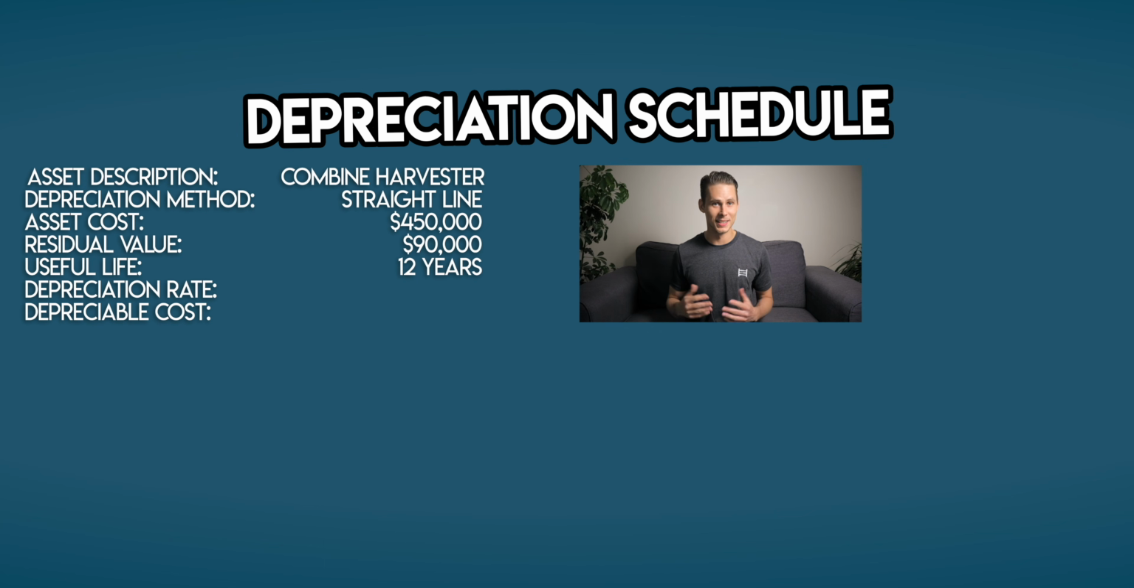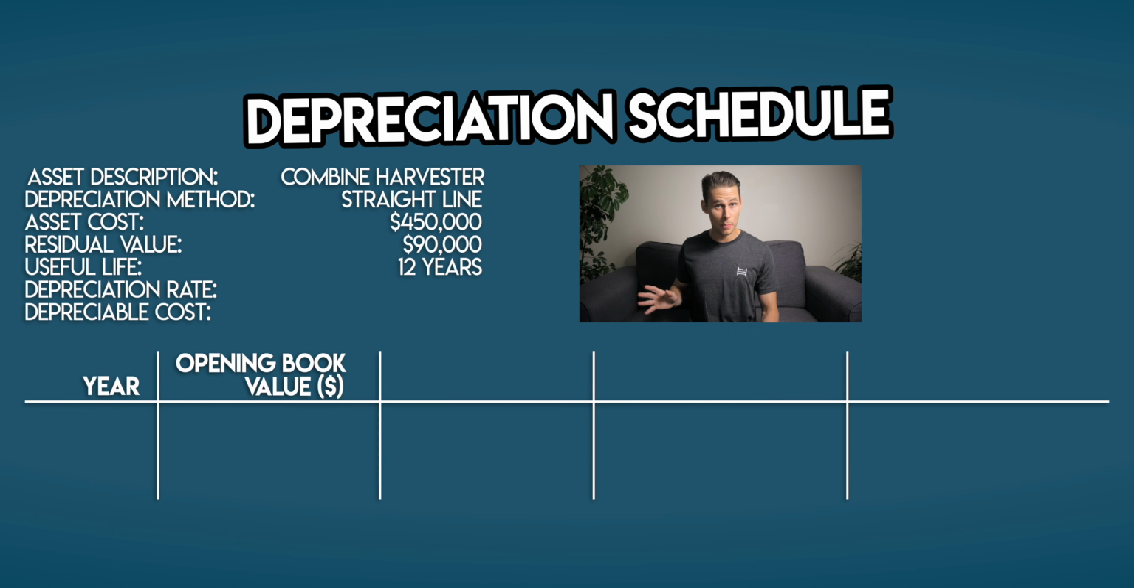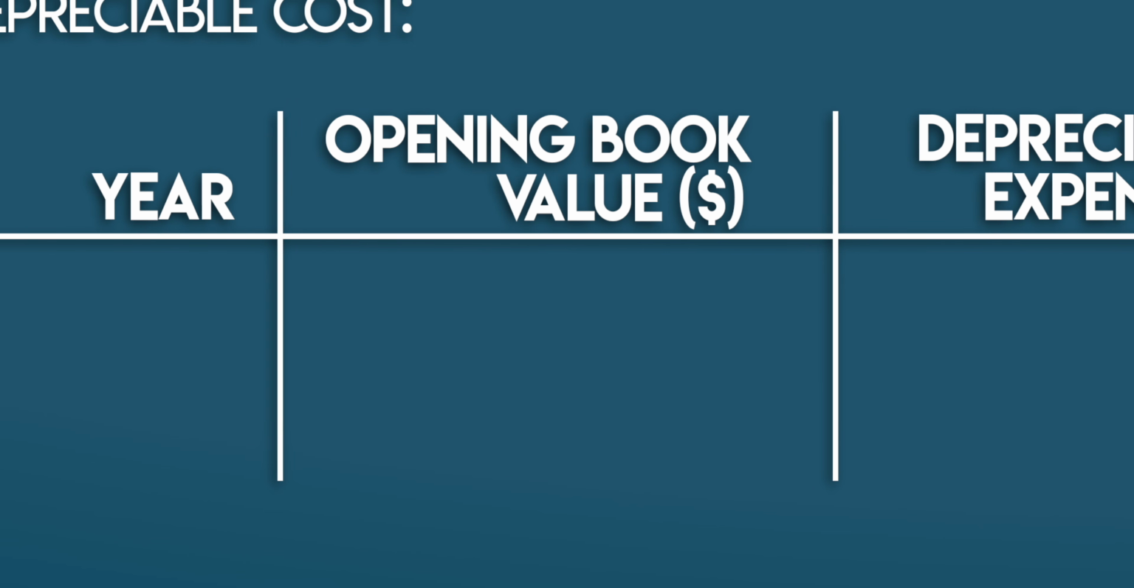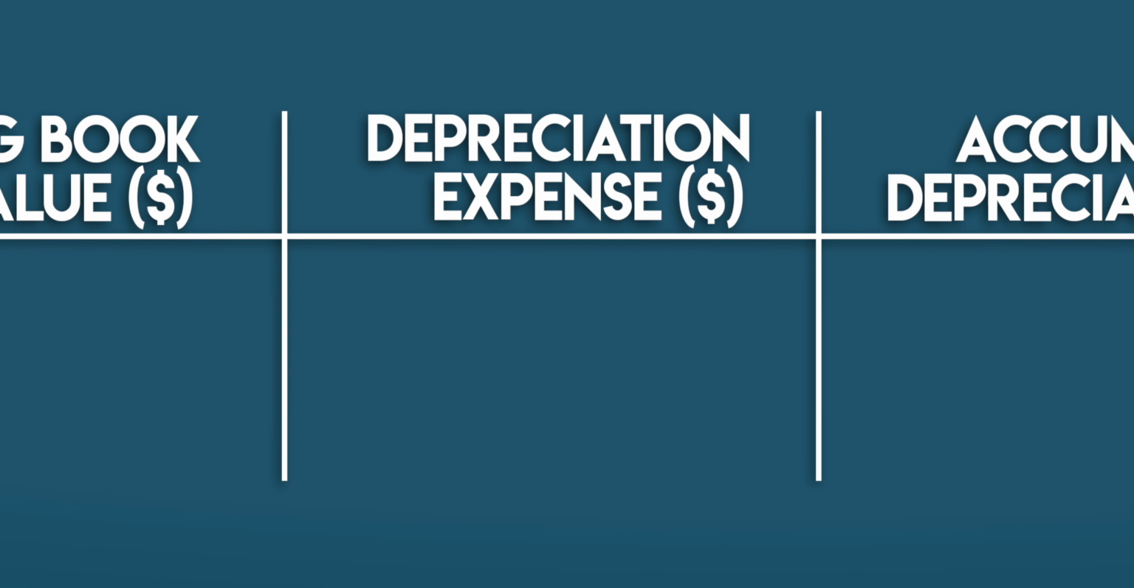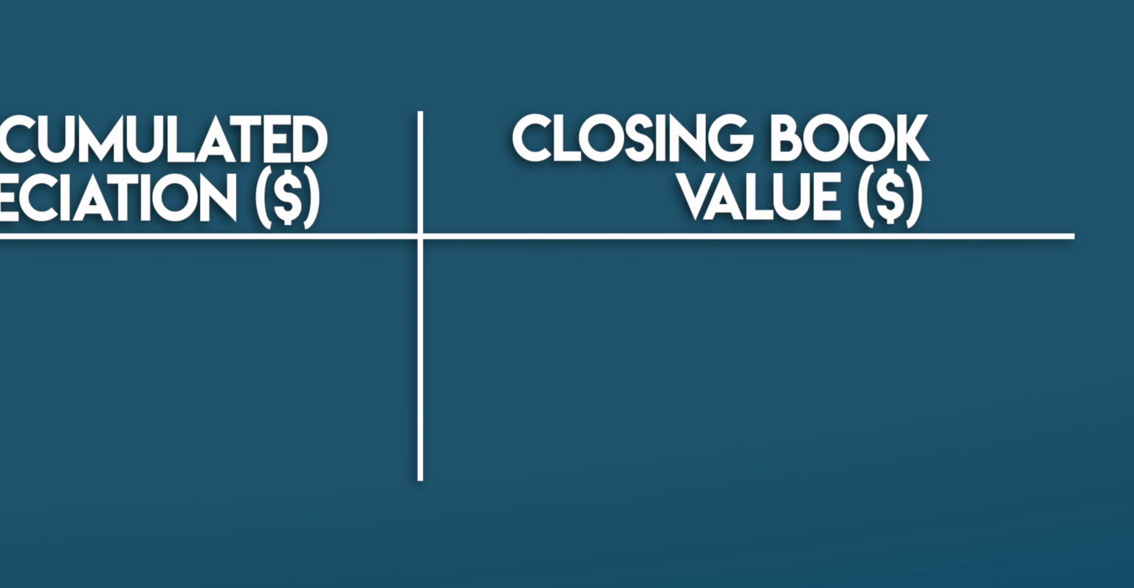A depreciation schedule is a table, and for straight line depreciation, it has 5 columns: year, opening book value, depreciation expense, accumulated depreciation, and closing book value. But what do all of these terms mean? Year is the accounting period. Opening book value is the carrying amount of your combine harvester at the start of the year. This sits in your balance sheet. Depreciation expense is the value that you write off as an expense to your income statement during the year. Accumulated depreciation is the cumulative total of all depreciation expenses incurred, and closing book value is the carrying amount of your combine harvester at the end of the year.